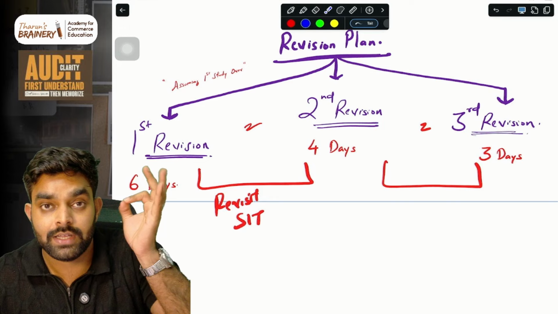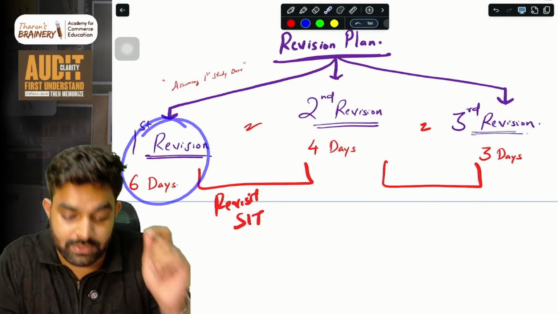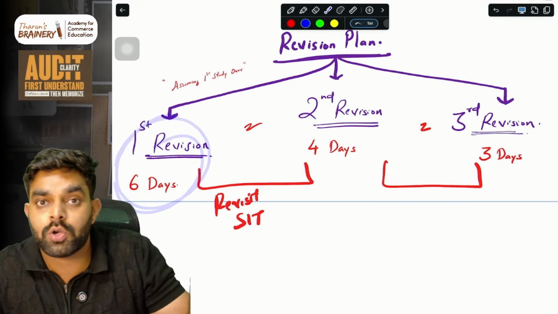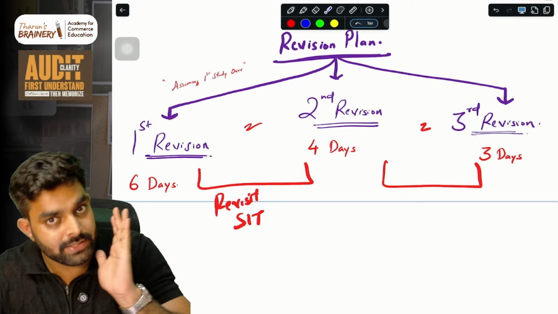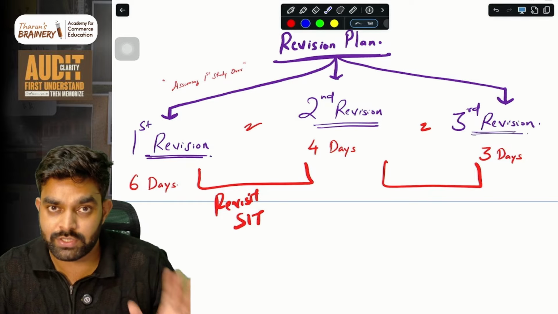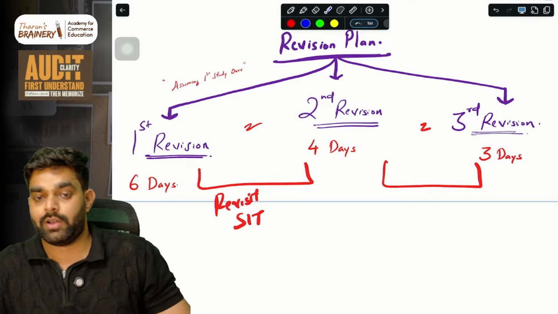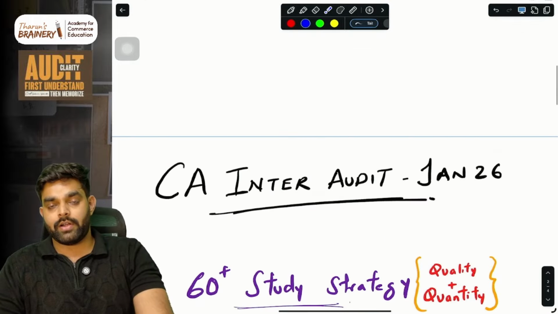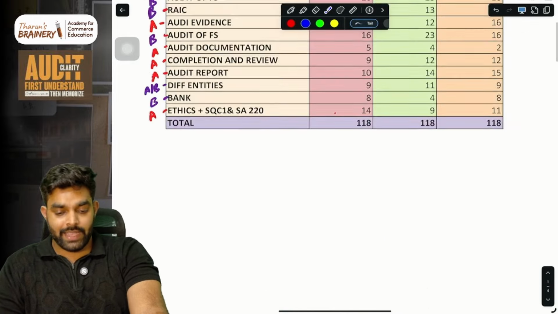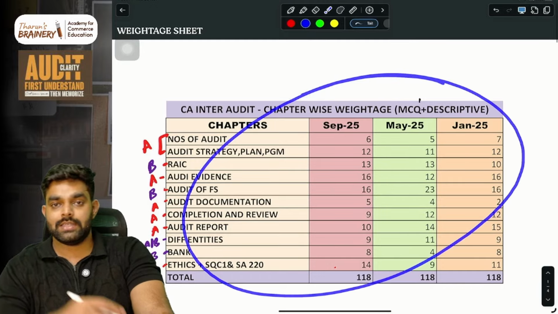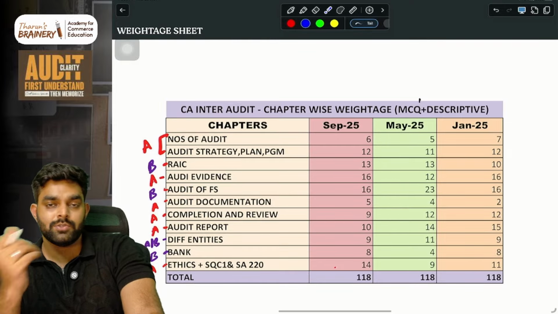Please go and watch it, else you will not be able to remember things. The effort you put here may go to waste. So please go and rewatch that video, because that is definitely helpful. The revisiting technique which I told you, so that you will never forget audit. So this is the master strategy for auditing CA Inter Jan 26, and this weightage sheet and all these things will be there in the Telegram channel. Please go and watch it.